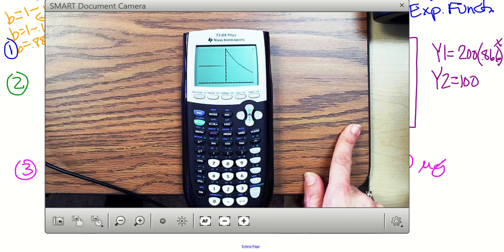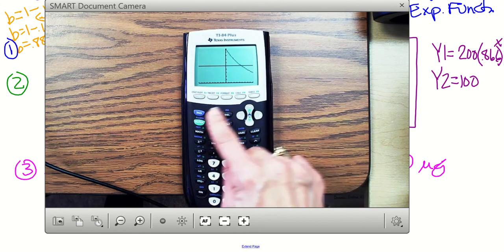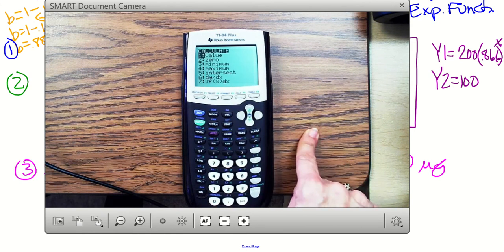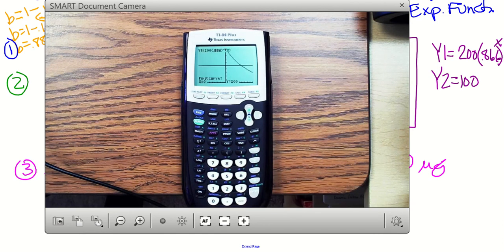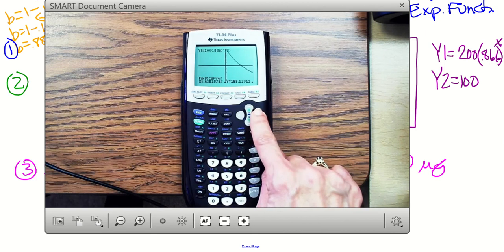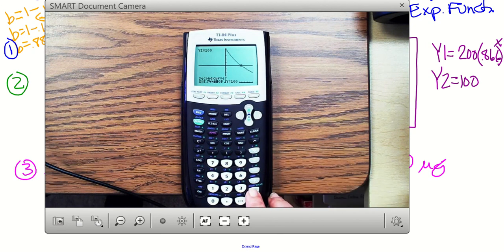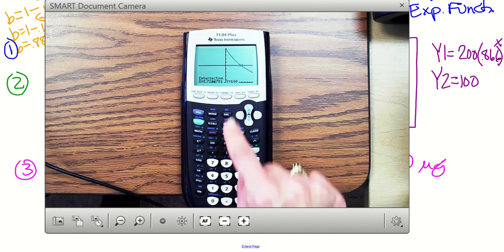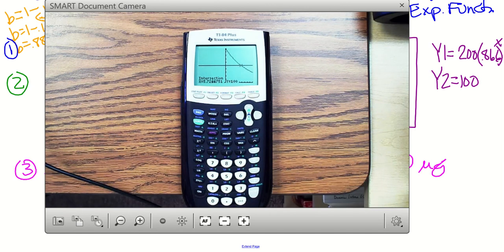There's my exponential decay curve, and there's y equals 100. So I want to know where those two intersect. So if I go to my calculation menu, second trace, I'm finding the intersection between two curves. Select that. I'm going to move my cursor to where my curve and my horizontal line intersect. Press enter. Now I'm on the second curve. Press enter, guess. And I get y is 100 when x is 5.7266.